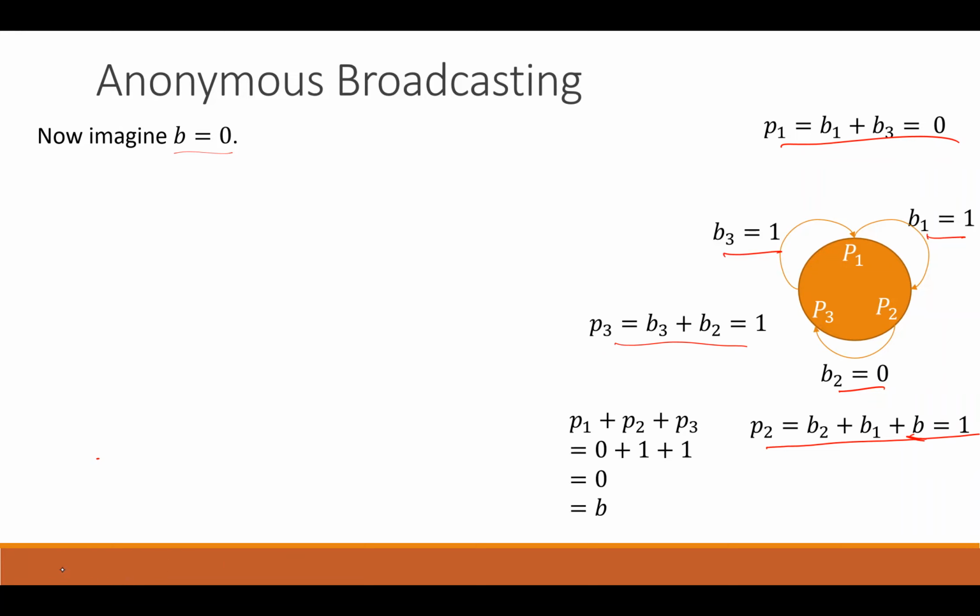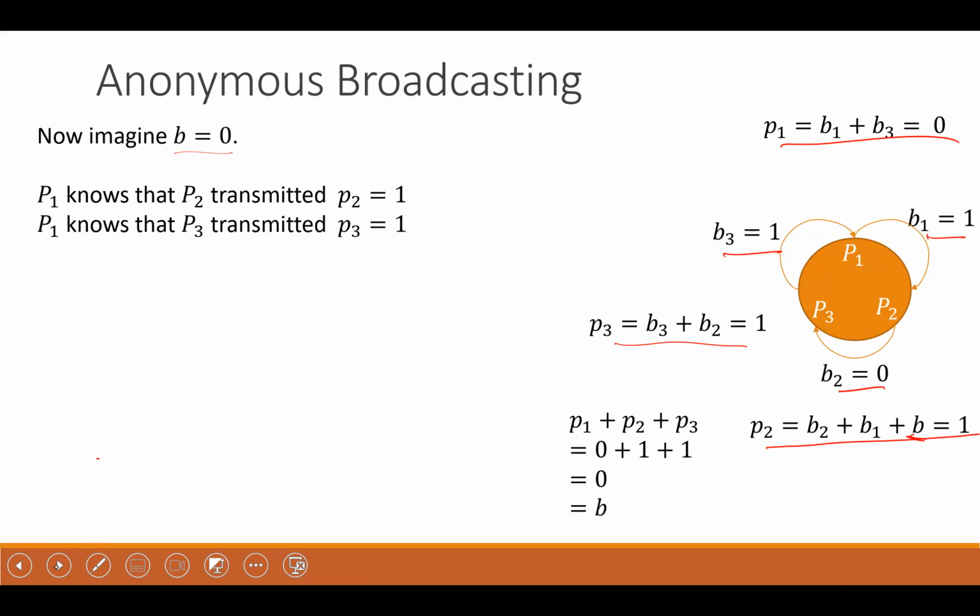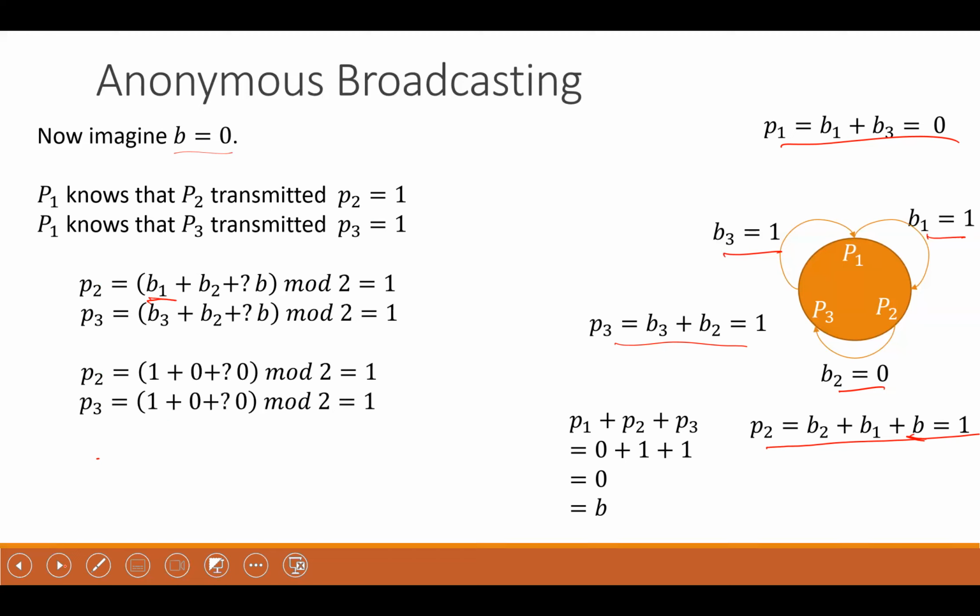And so that works. Now the last question is, is it still anonymous? Well, in this example, again, we know P1 knows what they transmitted. P1 knows B1 and B3. So when we start substituting back in, well, at this point, actually, person 1 can figure out B2. Since they know bit B was a 0, everybody knows it. Everybody can figure it out.